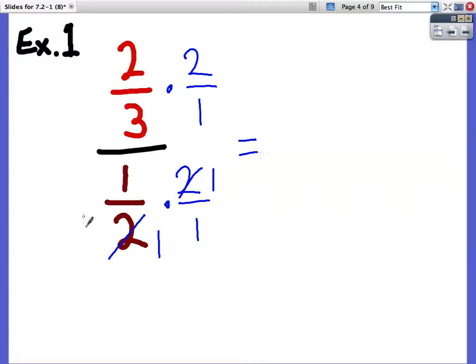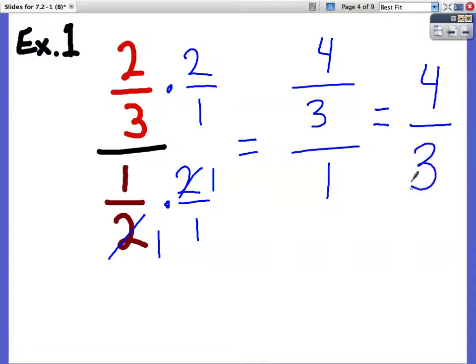Okay, so I know all of this stuff right here is 1. So I'm really just left with whatever happens up here. 2 times 2 is 4, and 3 times 1 is 3. So now I've still got kind of a weird thing going on, though, because I've got 4/3 divided by 1. But we know that any number divided by 1 is that number. So we end up with 4/3. And then furthermore, we can simplify that to 1 and 1/3. So both methods get us to the right answer.